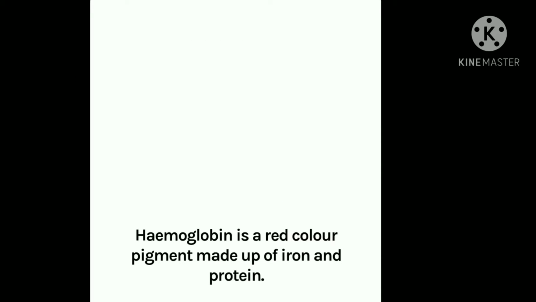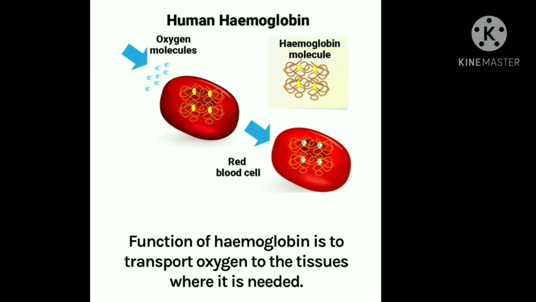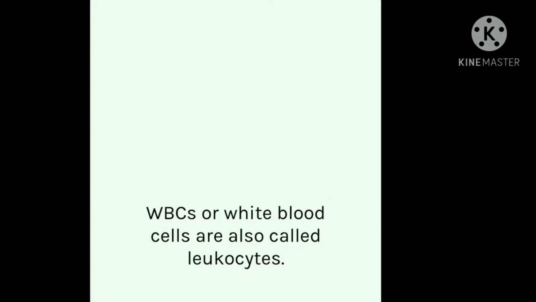Hemoglobin is the red color pigment made up of iron and protein. So we will see the functions of hemoglobin. As you have seen here, when human hemoglobin absorbs oxygen molecules, the blood cells turn red. Okay, so that is why our blood color is red. The function of hemoglobin is to transport oxygen to the tissues where it is needed.